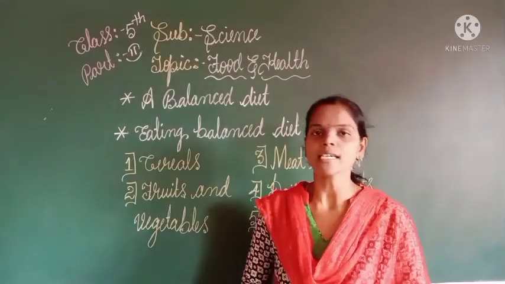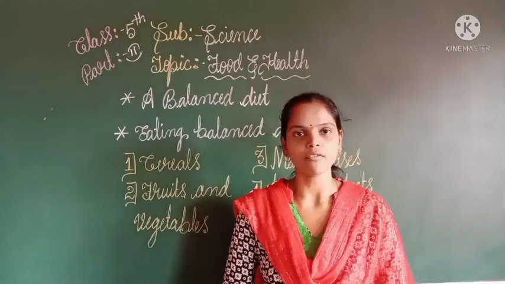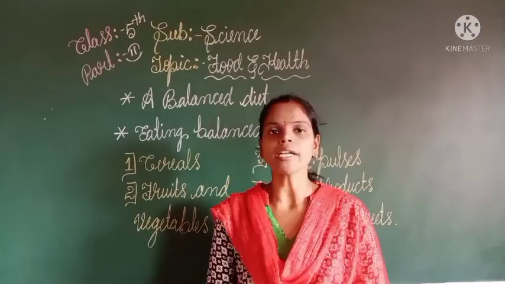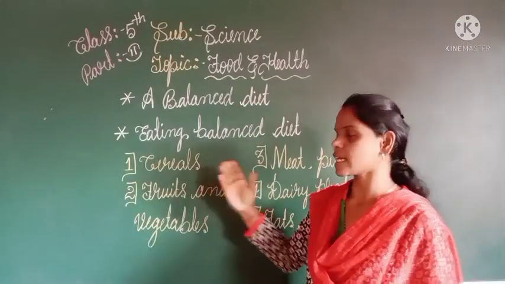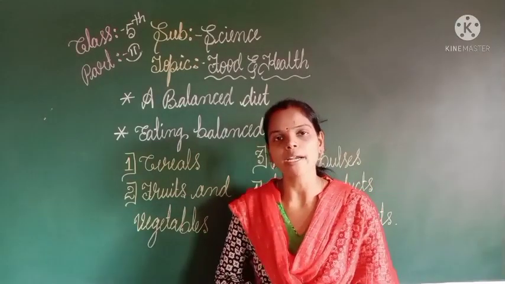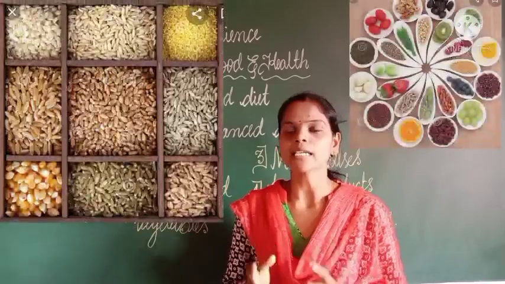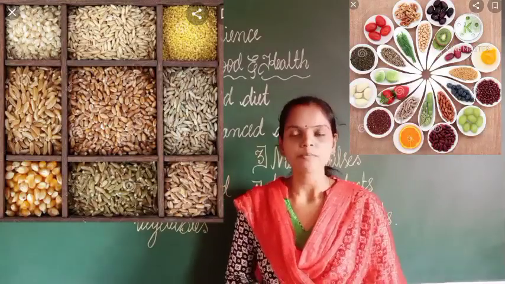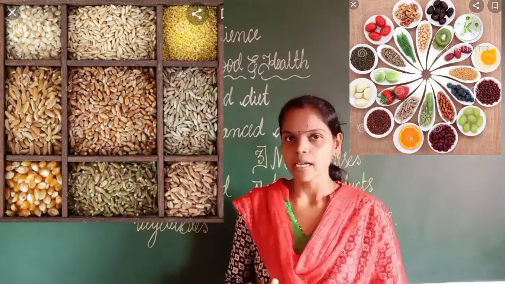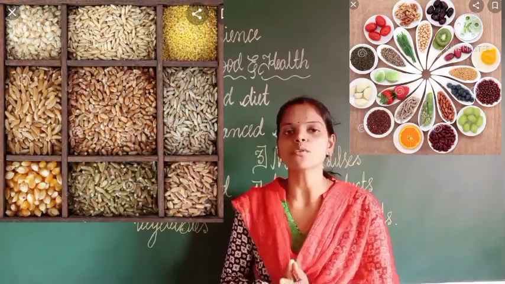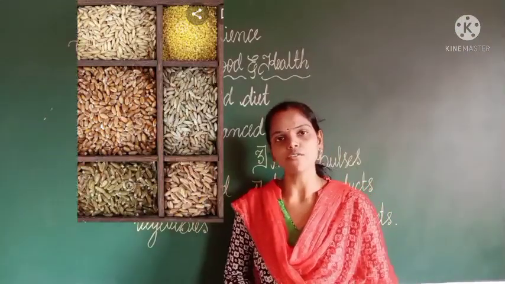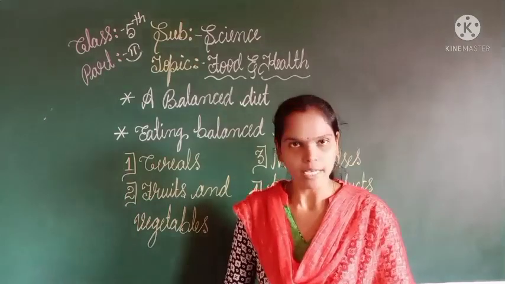So dear students, each and every food item contains a particular nutrient, right? According to the pyramid, first are the cereals, which are carbohydrate-content food. Under cereals come chapati, rice, pasta and so on. Such kinds of food we have to take in more quantity, because carbohydrate-content food gives us more energy, right?